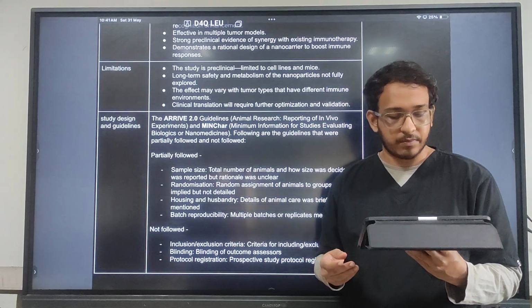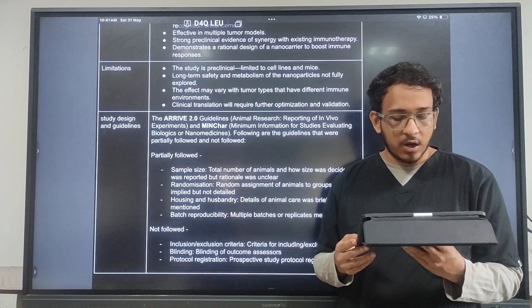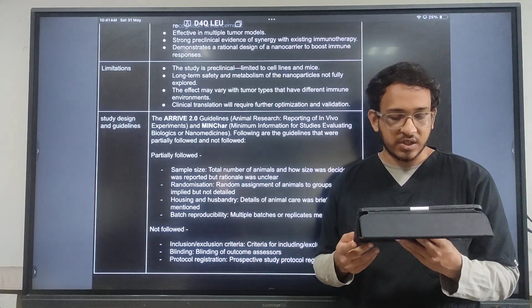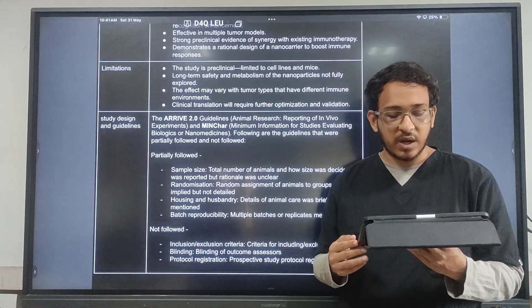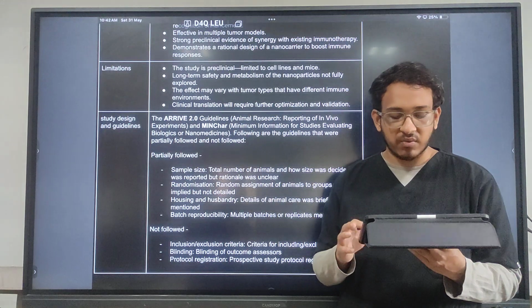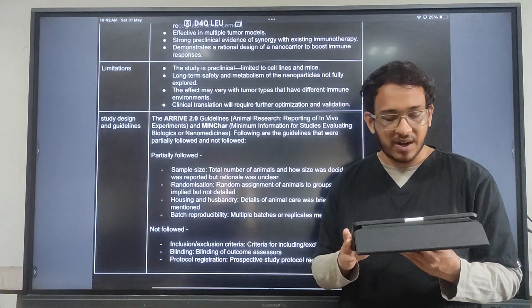Randomization was implied but not in detail. Housing and husbandry of the animals were not briefly mentioned. Also, batch reproducibility of multiple batches or replicates was partially mentioned.